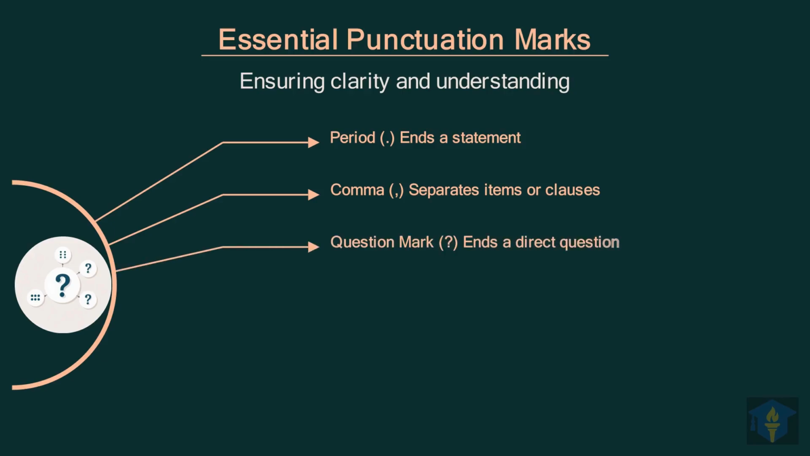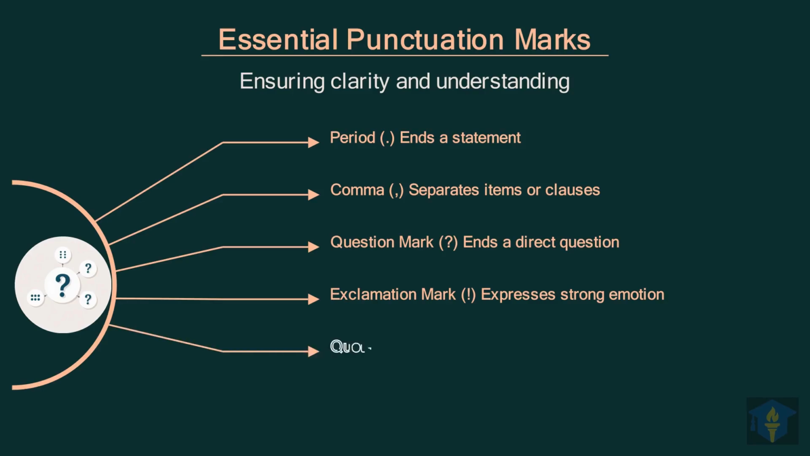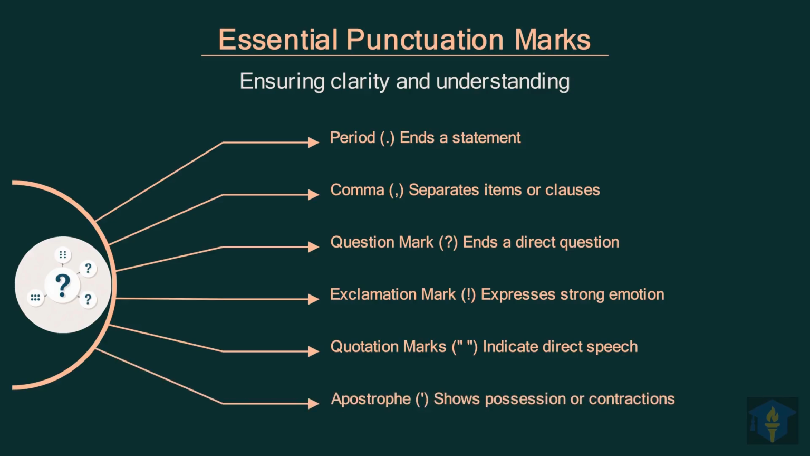The question mark, as its name suggests, is always used to end a direct question. The exclamation mark effectively conveys strong emotion, surprise, or excitement in your writing. We use quotation marks to indicate direct speech or a specific quote from someone. Finally, the apostrophe shows possession or is used in contractions, like don't for do not.